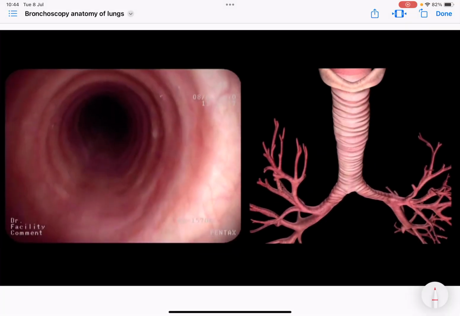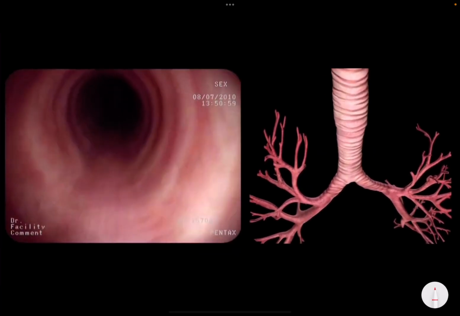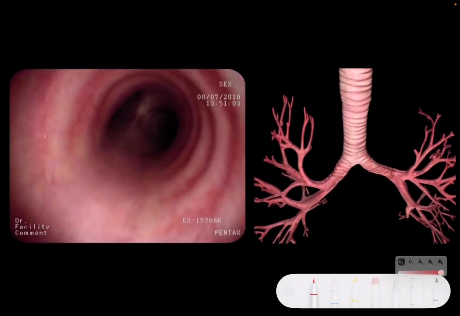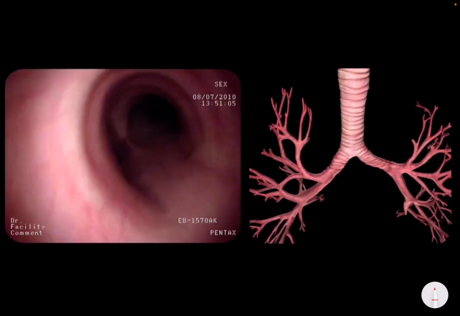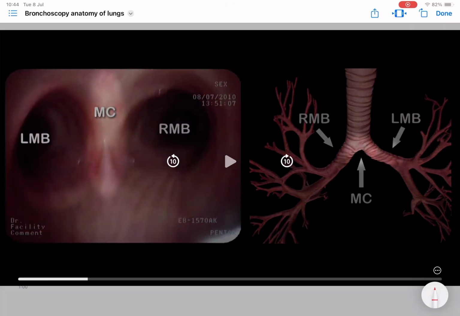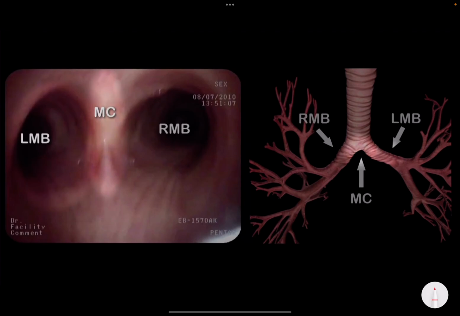On entering inside the trachea, the first structure that we will see is the carina. You see this MC part is the main carina. This RMB is the right main bronchus, and this LMB is the left main bronchus. So which side do we enter first?